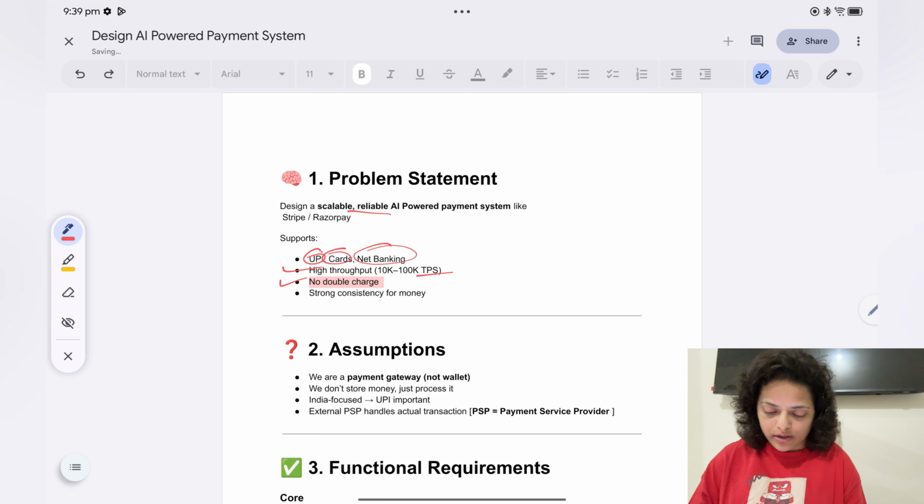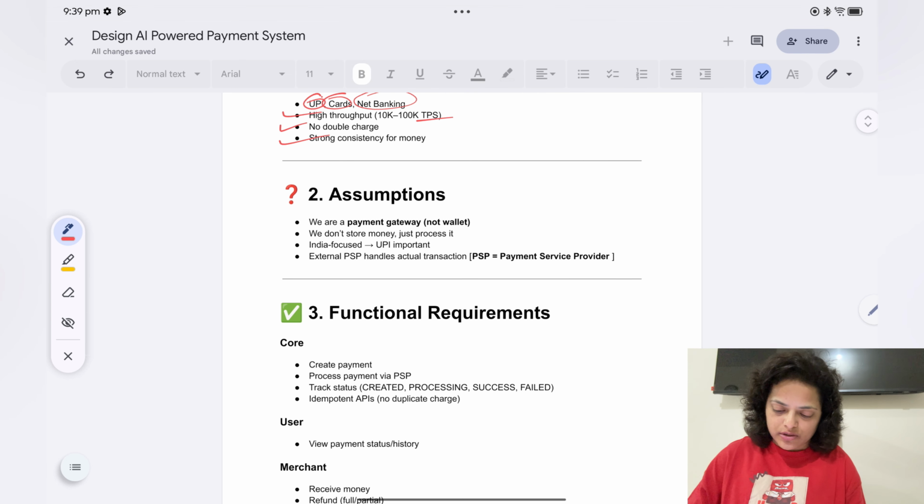Then high throughput, like 10,000 to 100,000 transactions per second, it should handle. Then no double charges, and strong consistency for money. For strong consistency, we will be using ACID properties, meaning a SQL database. So this one will be hybrid: somewhere we will use NoSQL, somewhere we will use SQL.